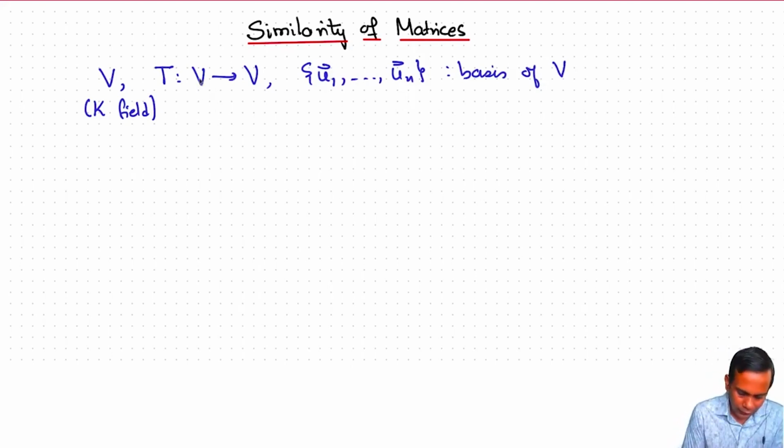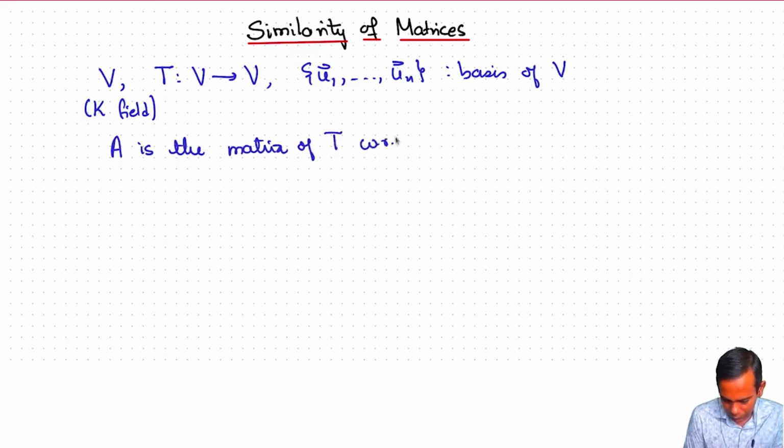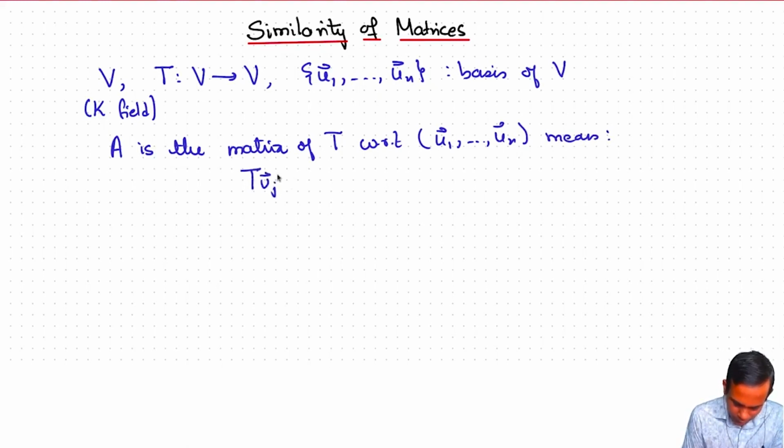Then we can write down the matrix of T with respect to this basis u1, u2, ..., un. So if A is the matrix of T with respect to u1, u2, ..., un, this means that T(uj) is given by the expansion T(uj) = summation a_ij u_i, where i goes from 1 to n.